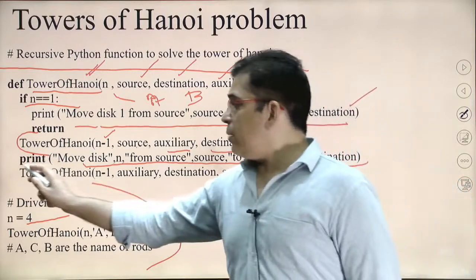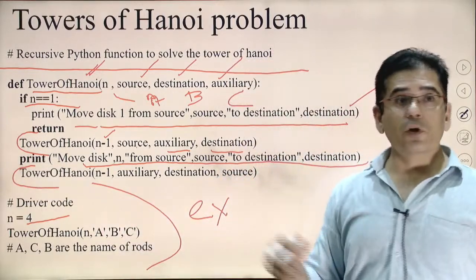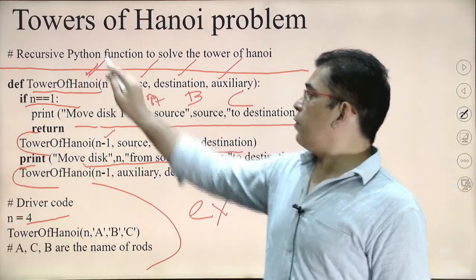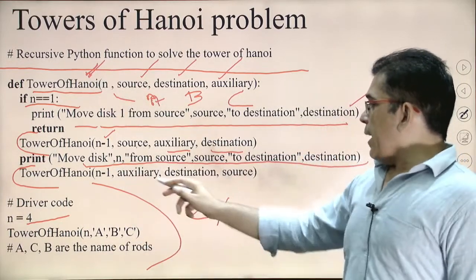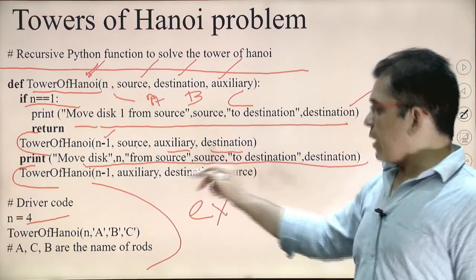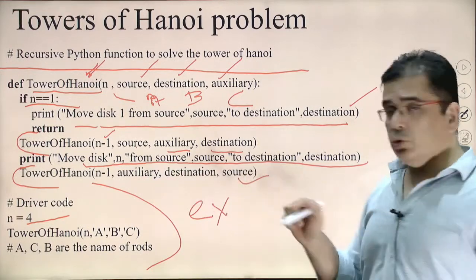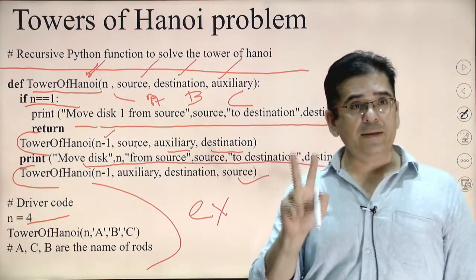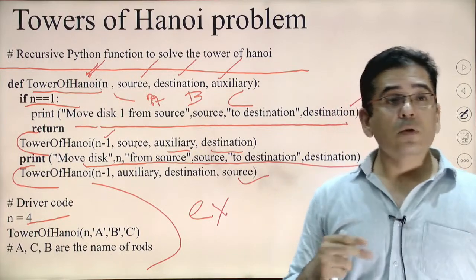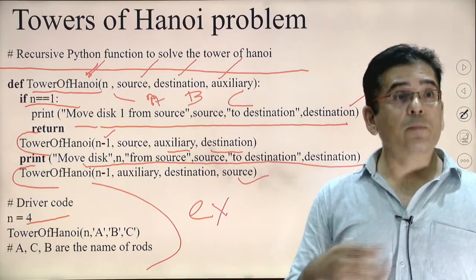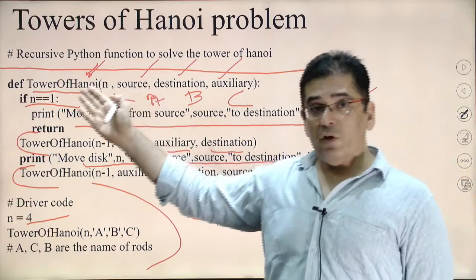Here, the second time, again a recursive call is made to the function Tower of Hanoi. Now auxiliary and destination come before source. So you just need to remember 2 lines here. 2 times we are calling recursively the main function, that is our Tower of Hanoi function.